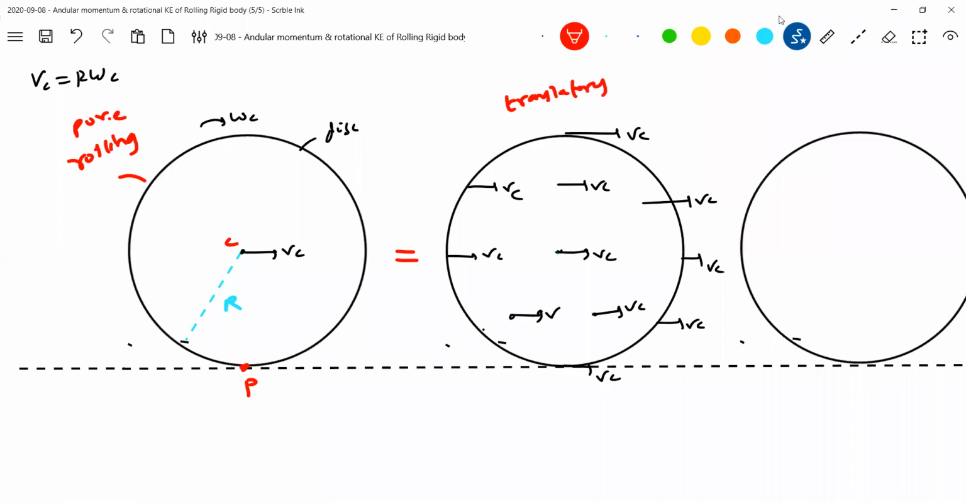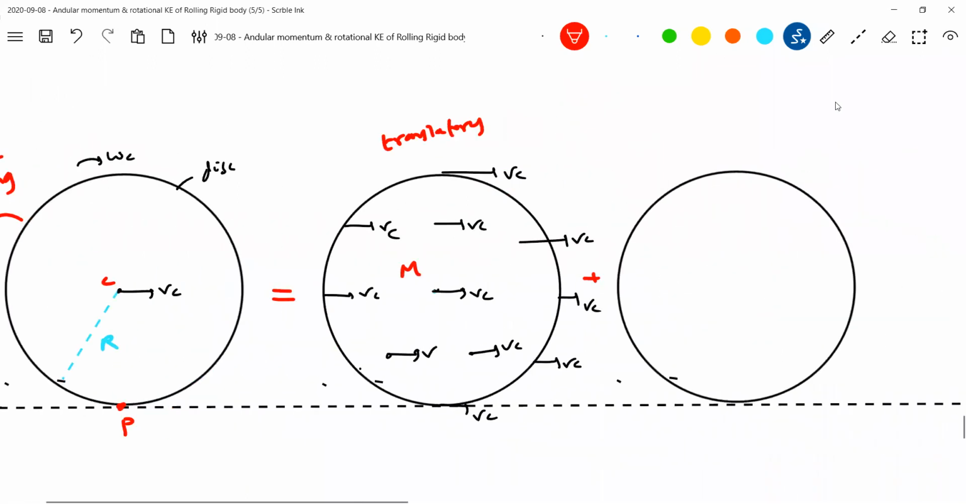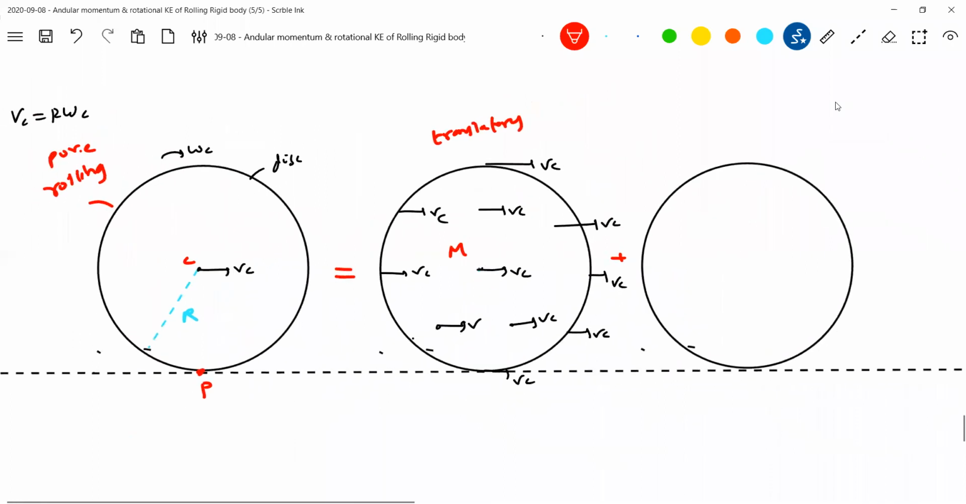According to translatory motion, what is the basic necessary condition? If we see the velocity of center of mass, then all points must have the velocity of center of mass. That's the translatory motion, plus rotatory motion. What do you mean by rotatory here? All points are rotating about the center of mass, so they will have tangential velocity, R omega c.